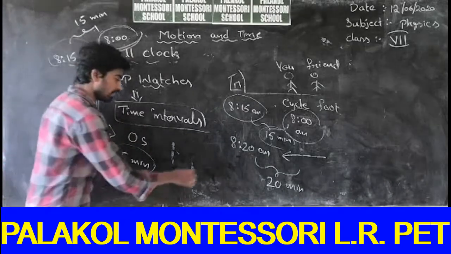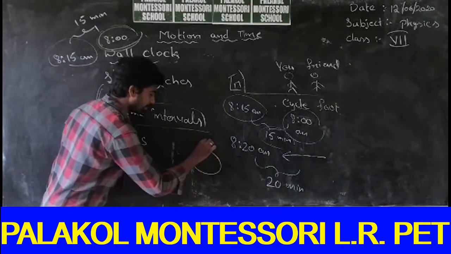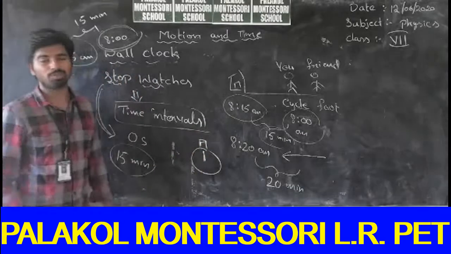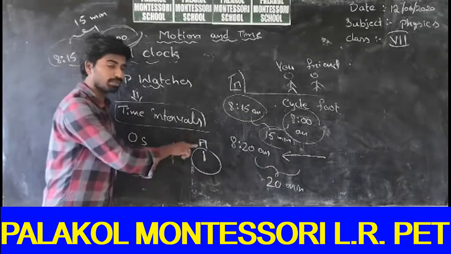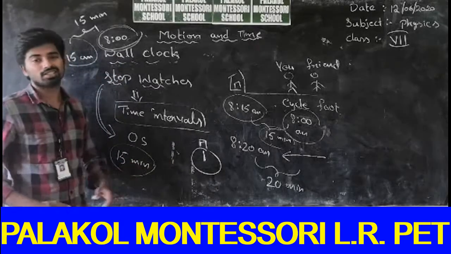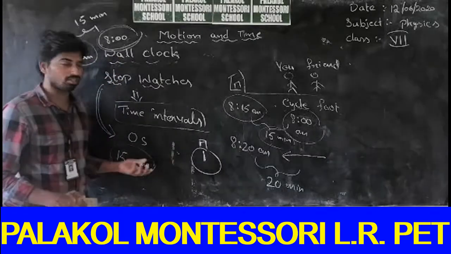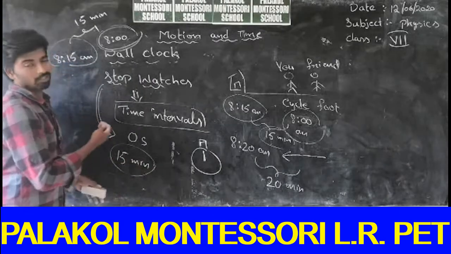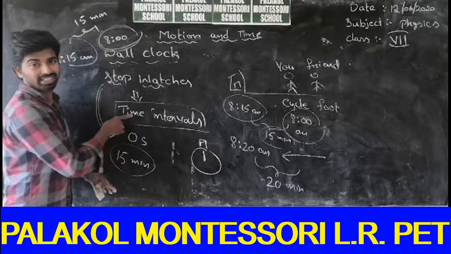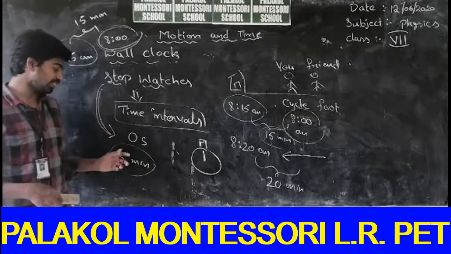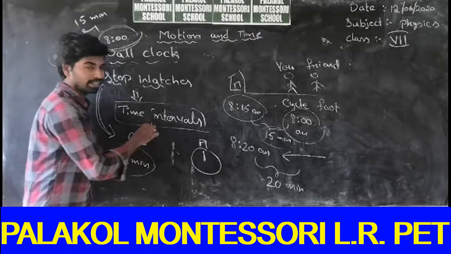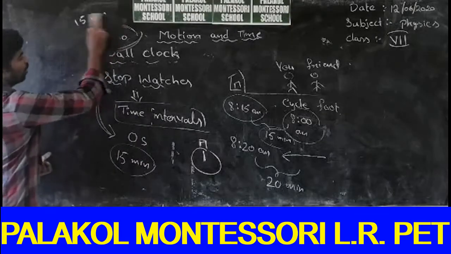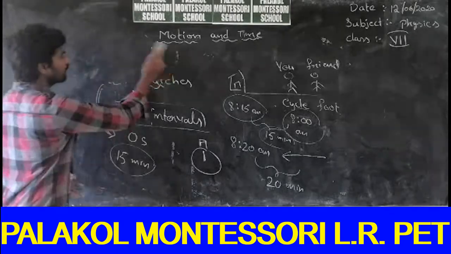Stopwatches will be in this shape. There is a button at the head position of the stopwatch. If you press that button, then the stopwatch starts working. You can also find these stopwatches in your cell phones. Stopwatches can be used to measure time intervals and time gaps. Interval is nothing but time gap. So let us see how we can measure time.